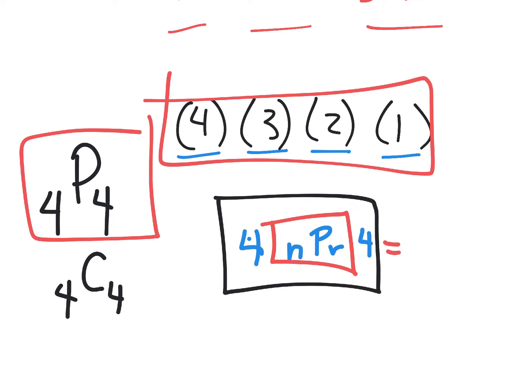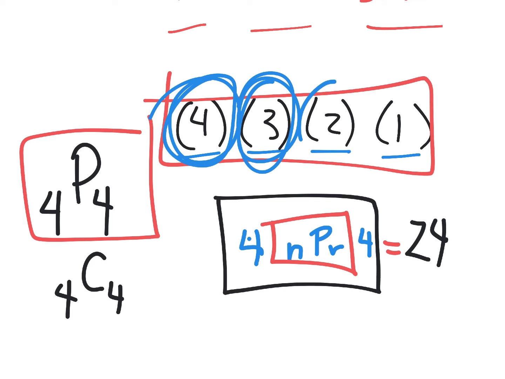I can wait. 24. All right, and it is 24. And I want you to just see that this would have worked. 4 times 3 is 12, times 2 is 24. That would have worked. So for P problems, that's like multiplying your choices. You had 4 choices for who could be in that spot in line, 3 choices, 2 choices, 1 choice.